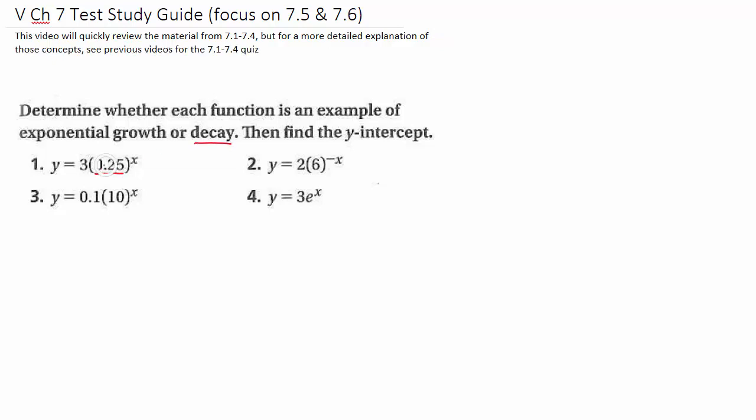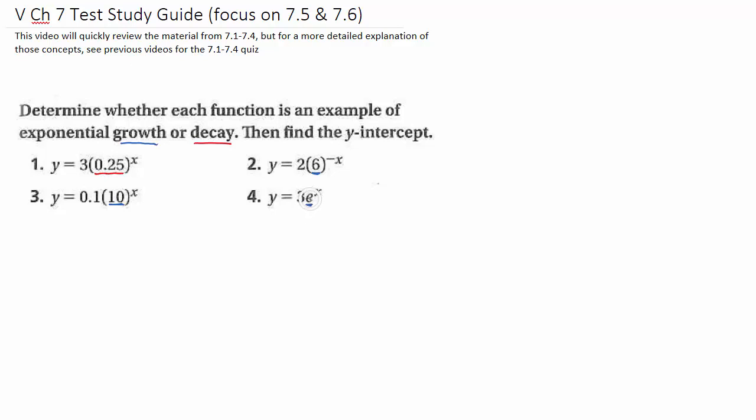a decay because the base, the thing that you're raising to an exponent, we call it the base, is less than 1. And that's the only one that's decay. Whereas all the others are growth because the base is a number that is bigger than 1. So decay for number 1 and growth for all the other three.